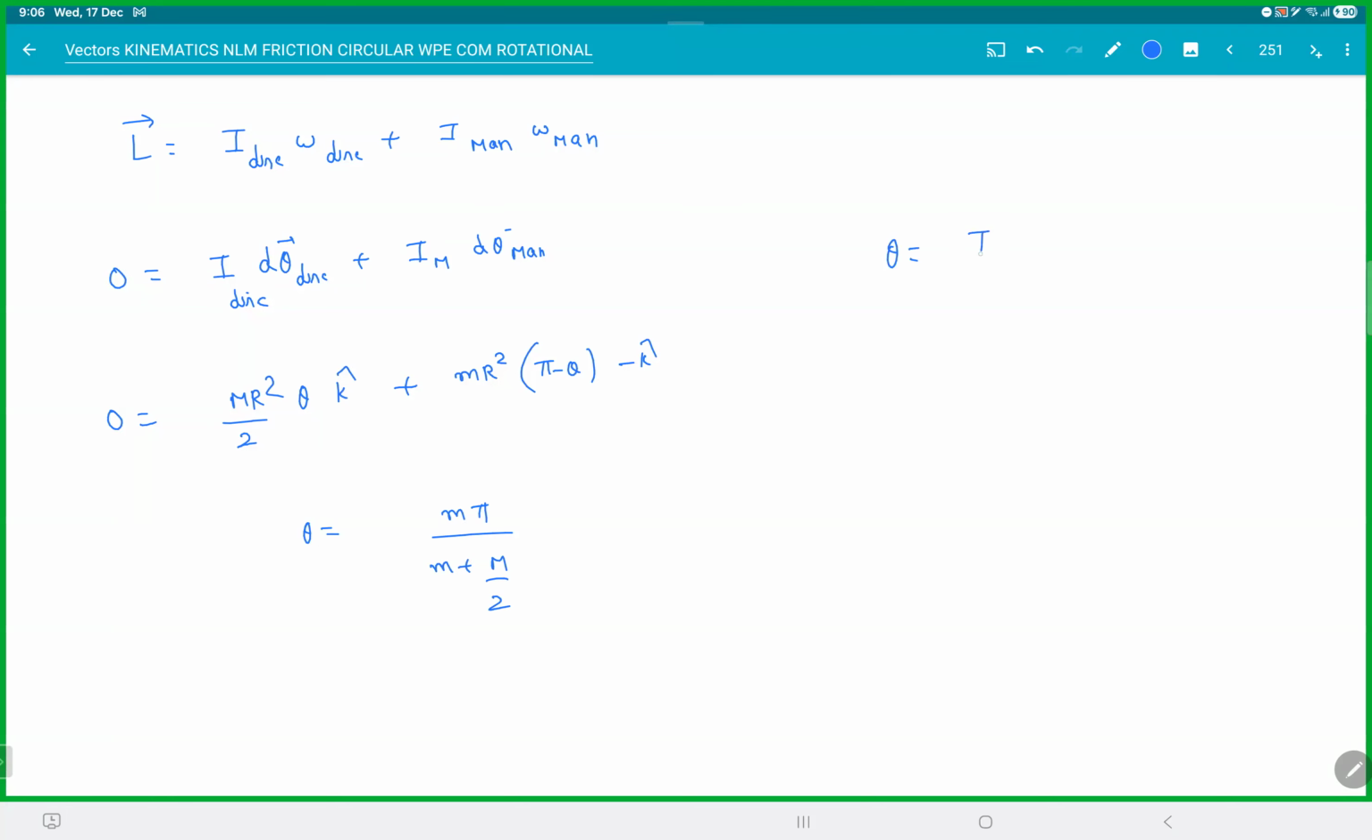Theta will be I of the man, whatever is the total angle rotated, by I of the man plus I of the disk. Remember, what was the formula? m L by (m plus M). In place of mass, put moment of inertia. Getting it? Don't put masses.